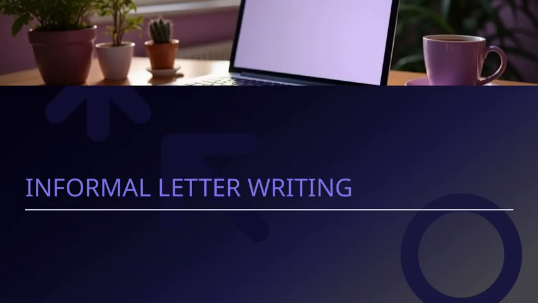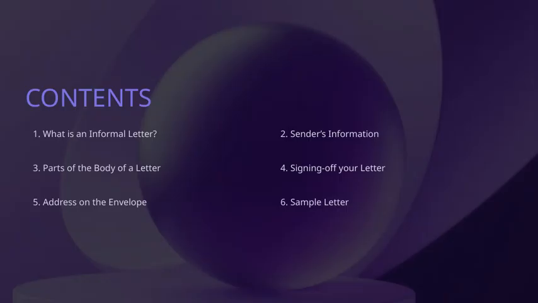Let's get started. Let's take a look at slide 2, which covers the sender's information. This is a crucial part of an informal letter because it tells the recipient who is writing. Typically, this section includes your full name, your address, and sometimes your contact details like a phone number or email. Including this information helps the recipient know where you are, especially if they need to respond or get in touch. Remember, in informal letters, the tone is friendly, but clear contact details are still important.